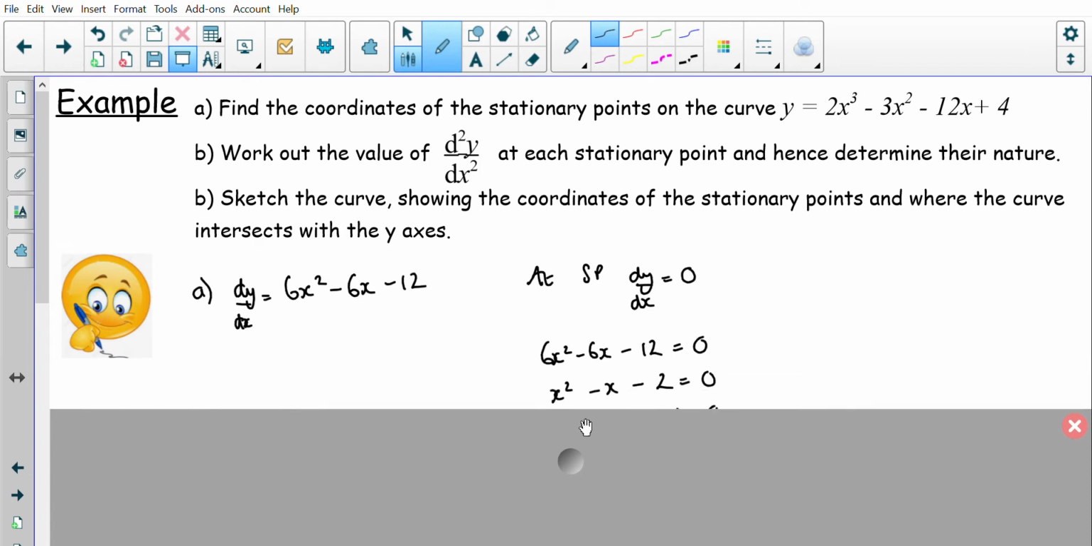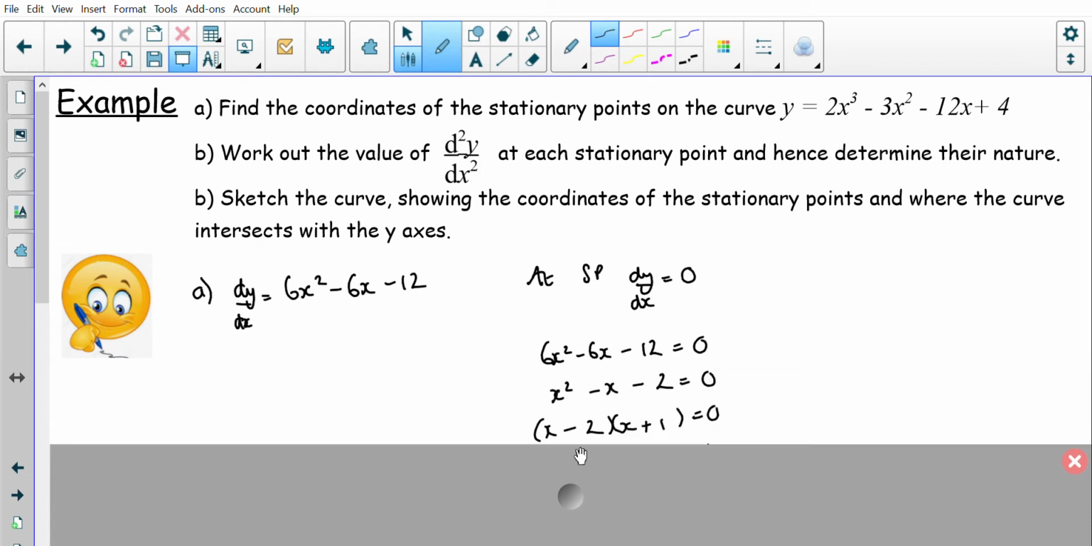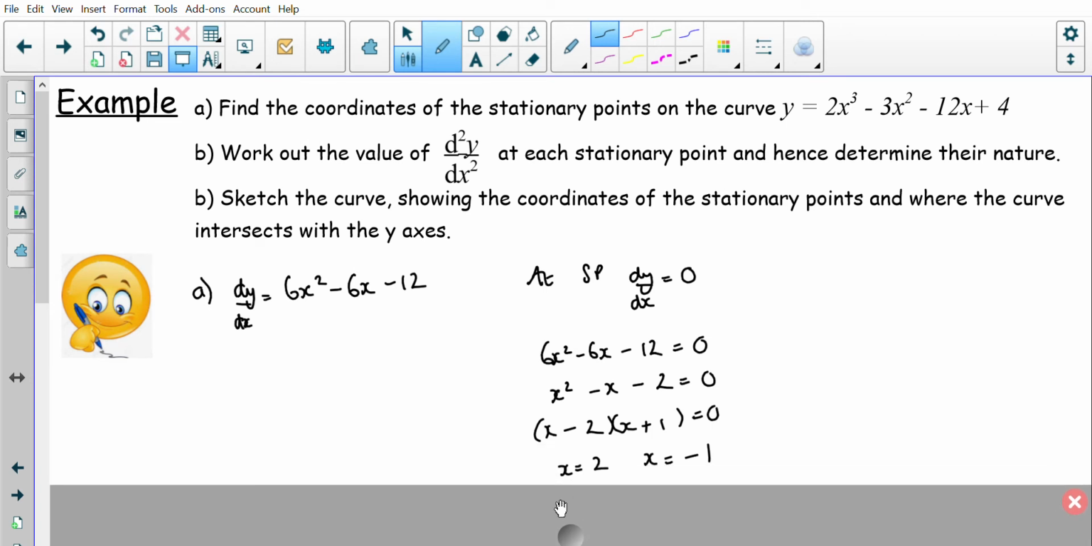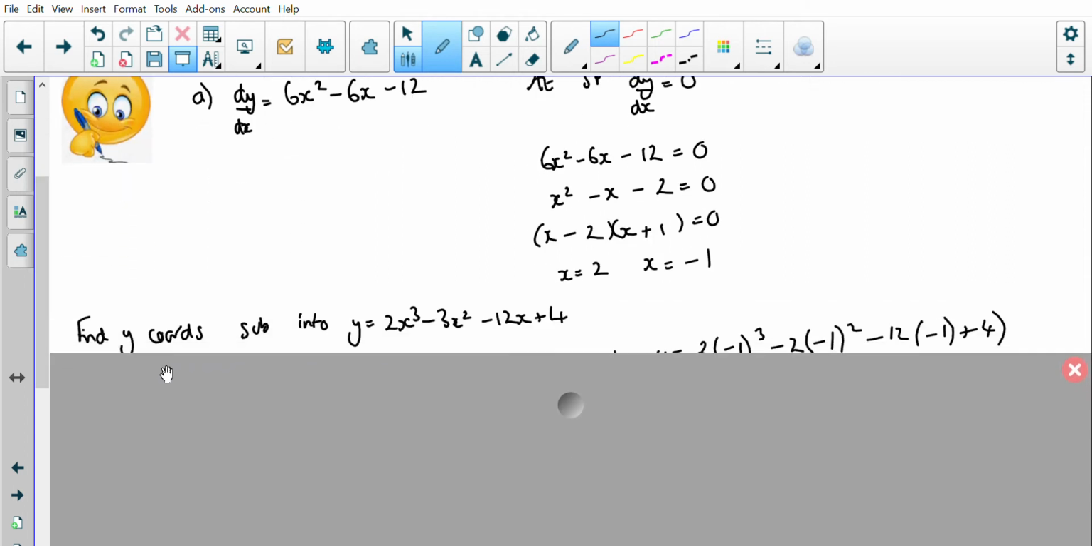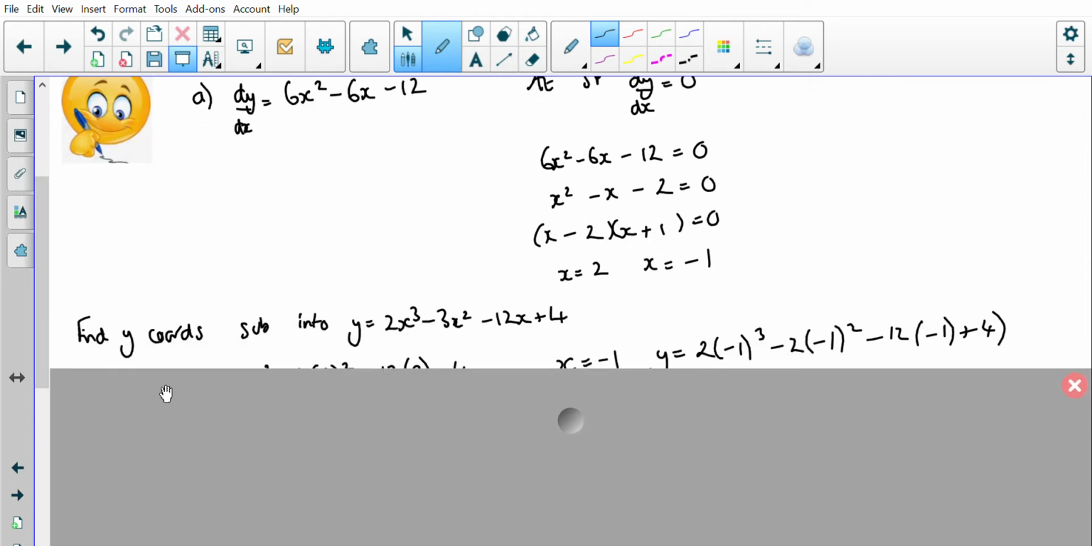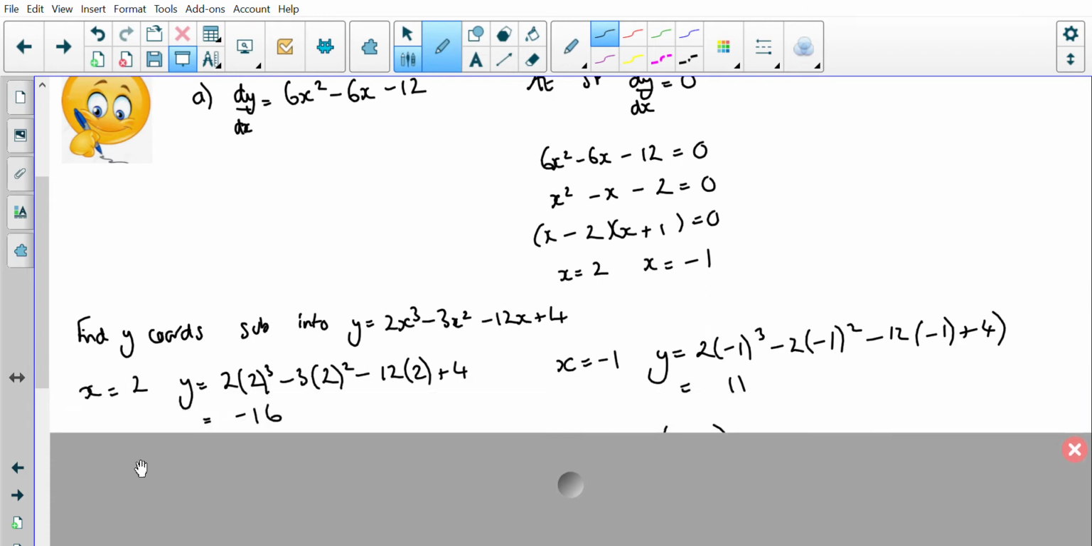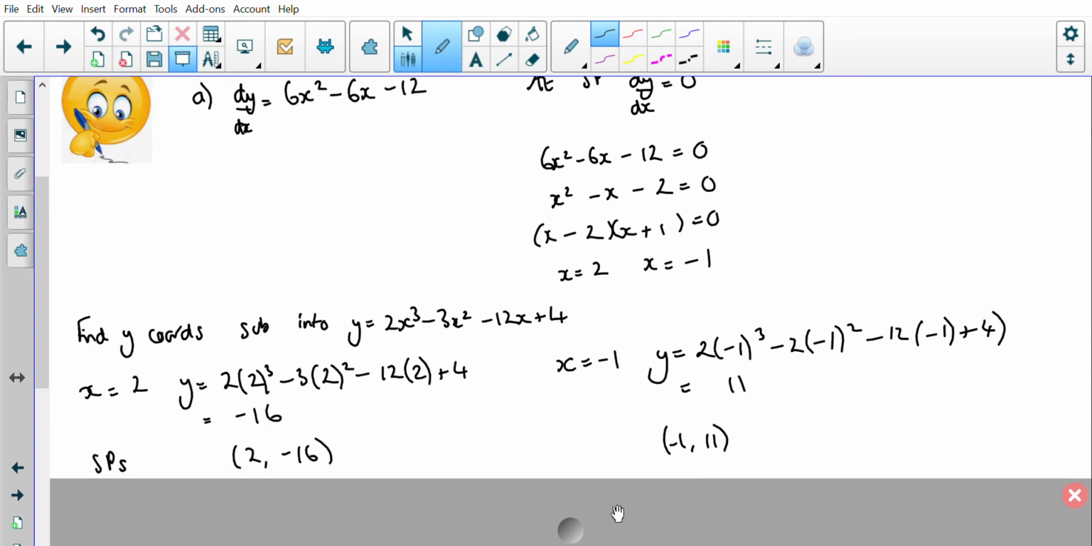So if we divide that quadratic through by 6, and then factorise, we get the x coordinates of the stationary points at x equals 2 and x equals minus 1. Then to find the y coordinates, we can sub those x coordinates into the original function, which I've done here. So when x is 2, substitute in 2 and we get y is minus 16. And when x is minus 1, we get y is 11. So the coordinates of our stationary points are (2, minus 16) and (minus 1, 11).